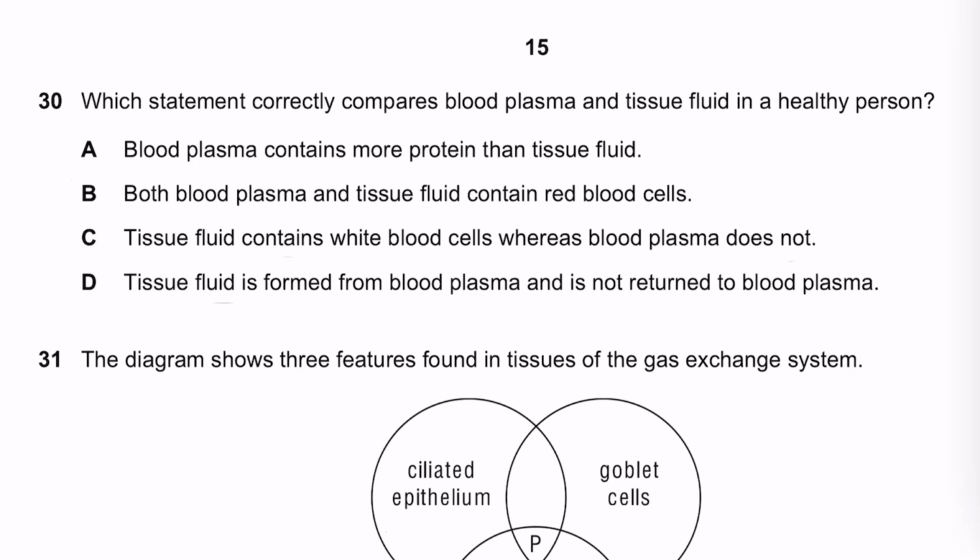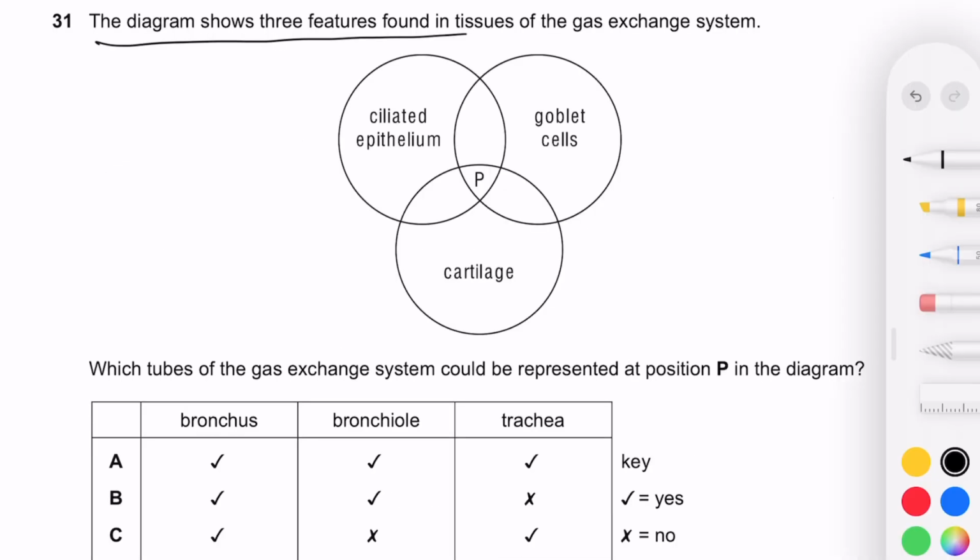Hold on. The diagram shows three features found in tissues of the gas exchange system. So which tubes of the gas exchange system could be presented at position P in the diagram? We have selected epithelium, we have goblet cells, we have cartilage. So who contains all this stuff? Trachea and bronchus, but never the bronchioles. Bronchioles don't contain any cartilage.